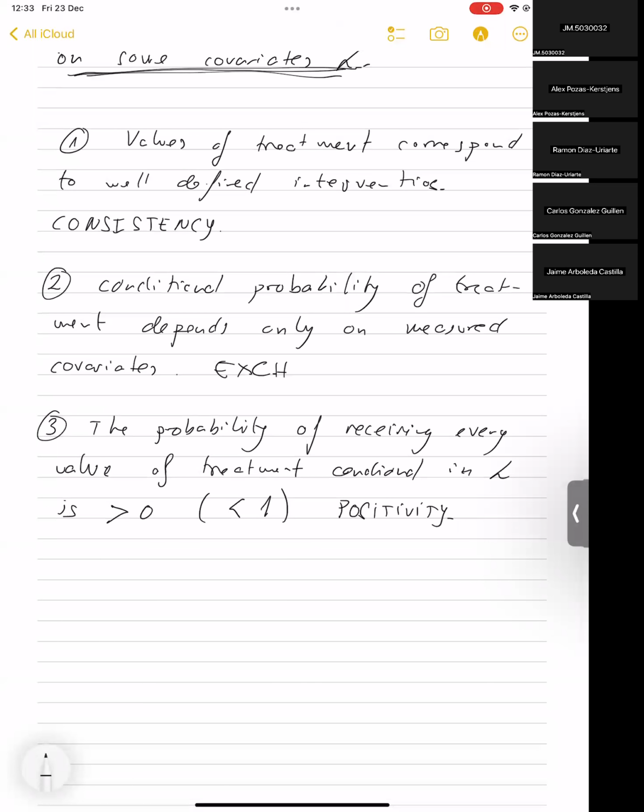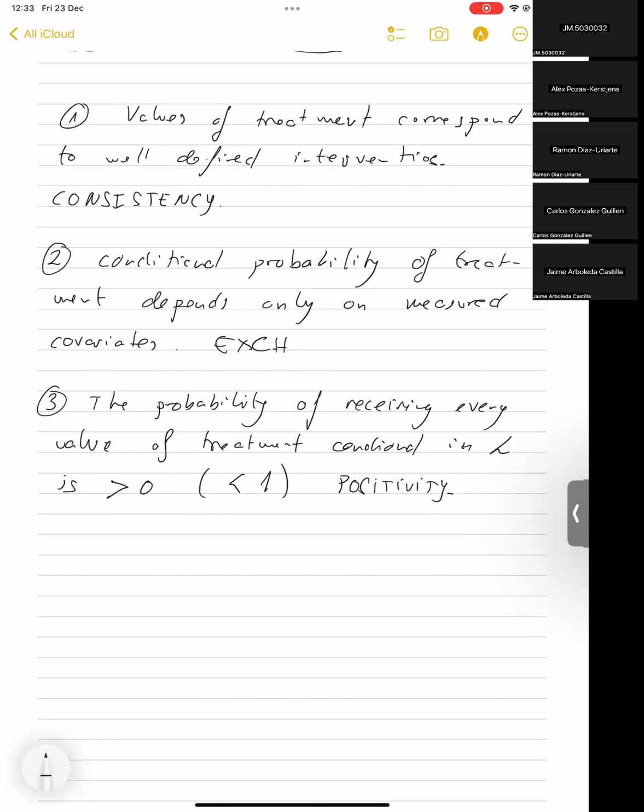First, these three hold by definition or by construction in randomized experiments. For instance, in the first one, if we have a clear intervention, as in the first two chapters where we talked about clear interventions in which the values of the treatment correspond to very well-defined interventions, like receiving or not receiving a heart transplant. And we talked there about the multiple versions of treatment, defining precisely which treatment we are talking about. The second one holds by construction, because if a treatment is assigned at random, then the probability of receiving treatment depends only on the measured covariates in conditional randomized experiments, and does not depend on anything in fully randomized experiments.